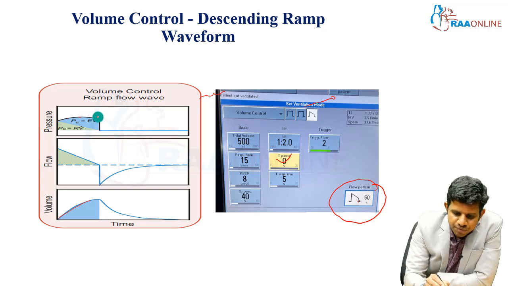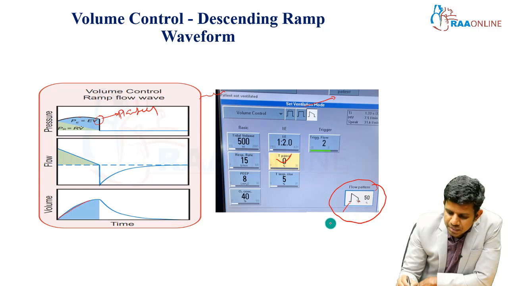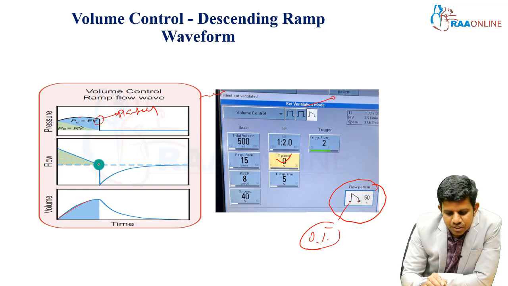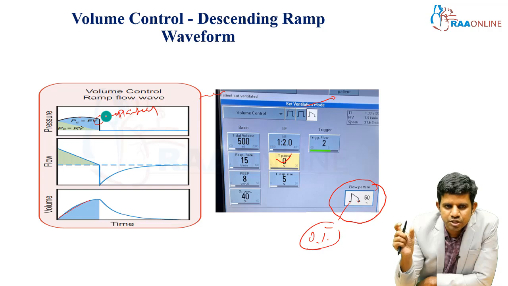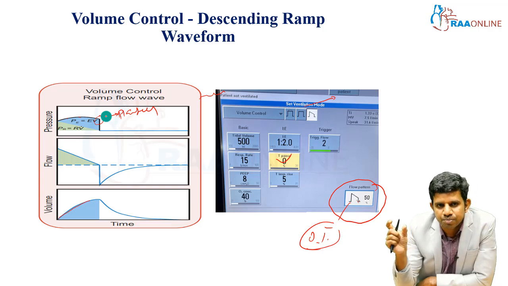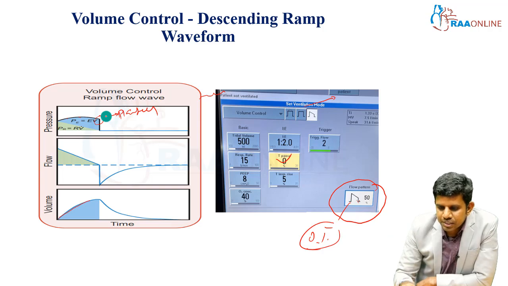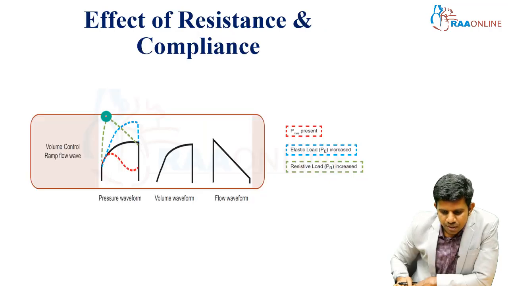The peak inspiratory pressure at the end of inspiration is the plateau pressure only if I set the flow pattern termination at 0%. If the flow pattern is set as 0%, the flow reaches 0 at the end of inspiration. Whatever pressure I am measuring, the peak inspiratory pressure is equal to my plateau pressure. If I set the flow pattern at 50% or 60%, then I have to do an inspiratory pause and measure my plateau pressure. So, this is very important.